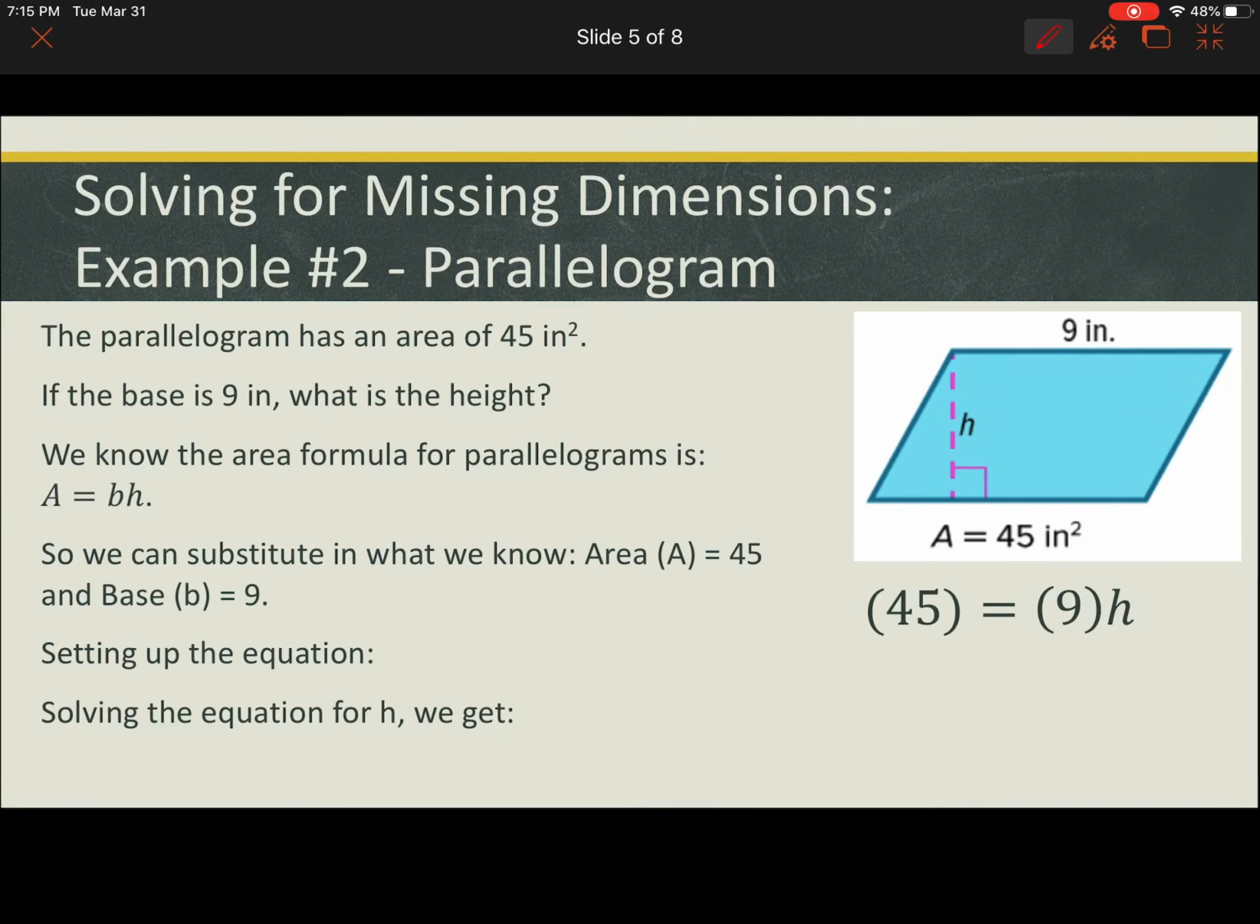To solve, inverse operations, divide by 9 on both sides. Those cancel out. And once again, the height equals 5 inches.